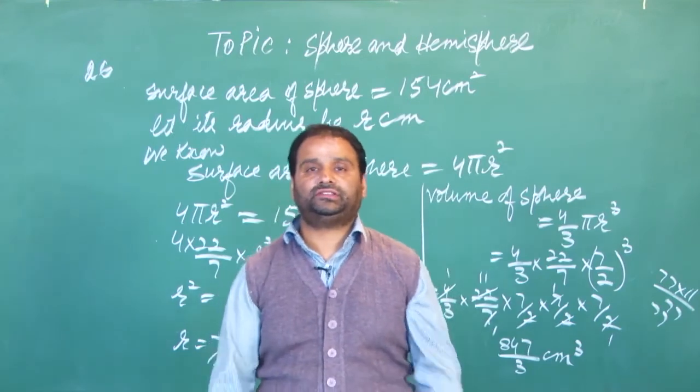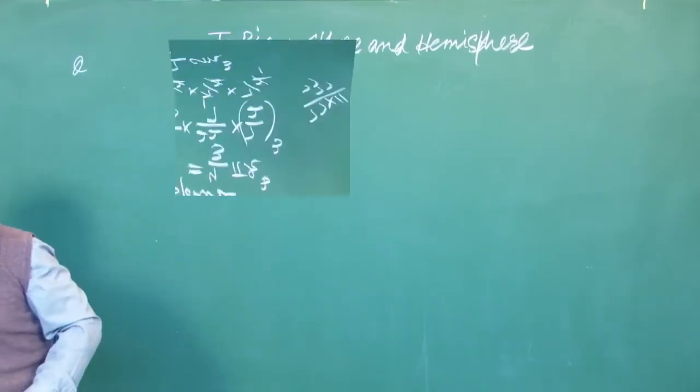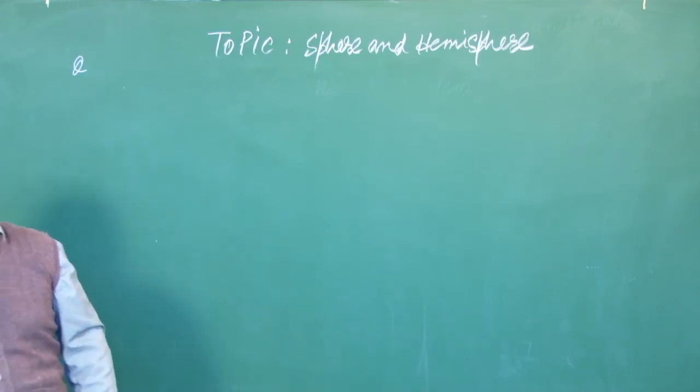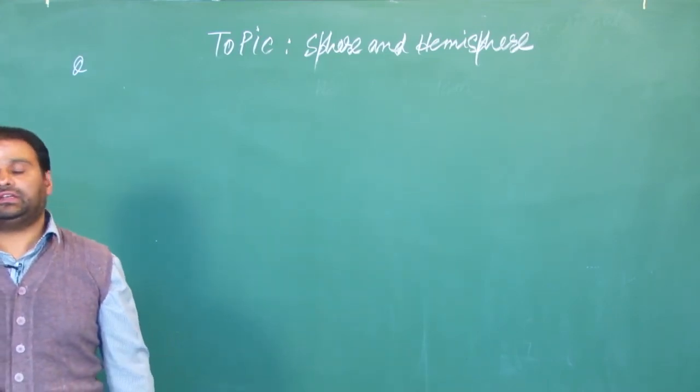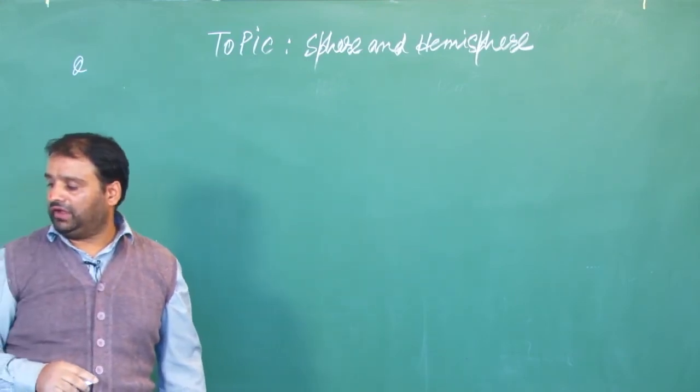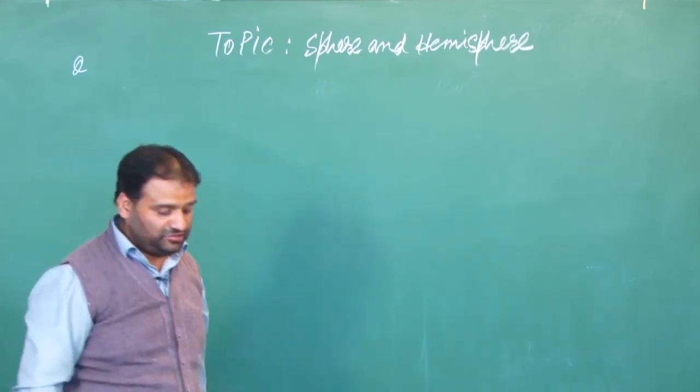Hope that you understood that question. Now we have another question. We are given a hemispherical tank that is made of iron sheet of 1 centimeter thickness. The inner radius is 1 meter. Find the volume of iron used to make the tank.